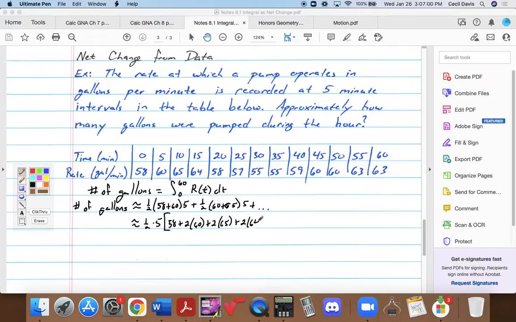plus 2 times 64 plus 2 times 58 plus 2 times 57. Even so, it's a lot of writing. 2 times 55, 2 times 59, 2 times 60.